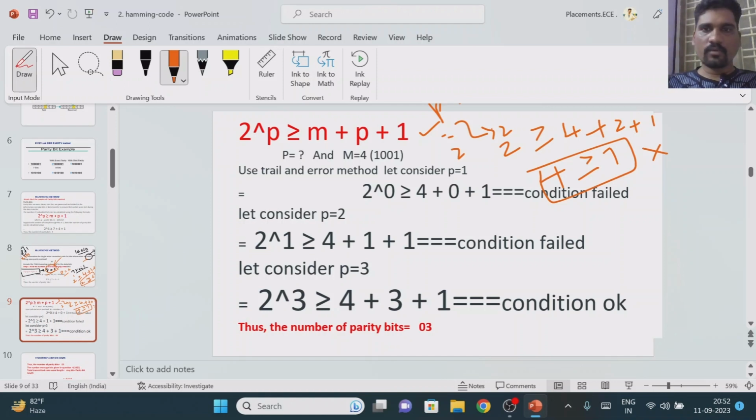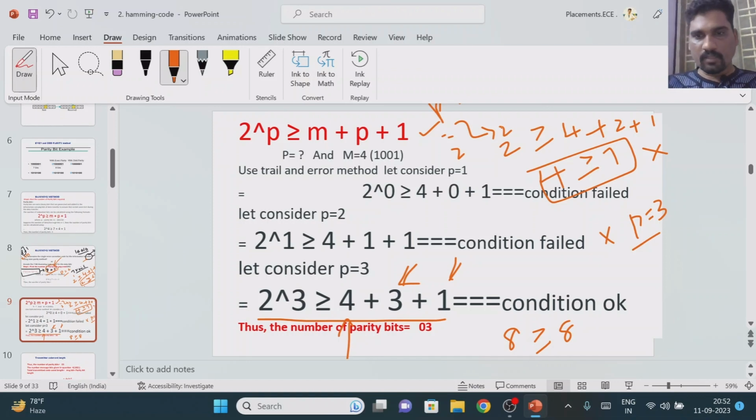Now we will consider one more value. This time we will consider p equal to 3. Just substitute the value: 2 power 3 greater than or equal to m, which is always fixed, plus p, which at this time is 3, plus 1. What is the condition we got? 8 greater than or equal to 8. Now see that 8 is not greater than 8, but it is equal to 8, so this condition is satisfied. How many parity bits do we need to consider? 3 parity bits.